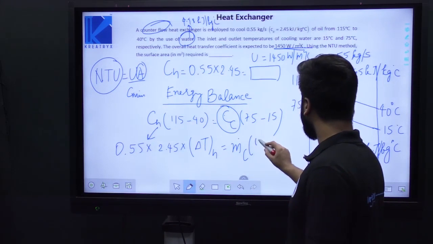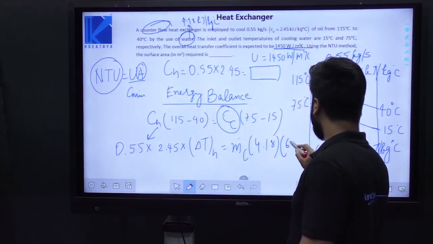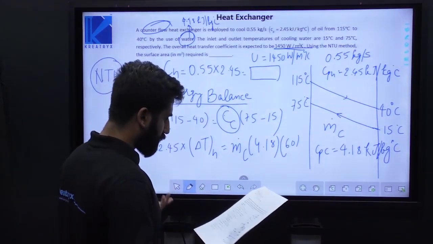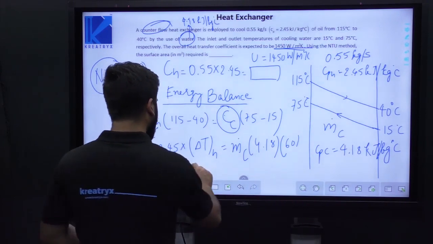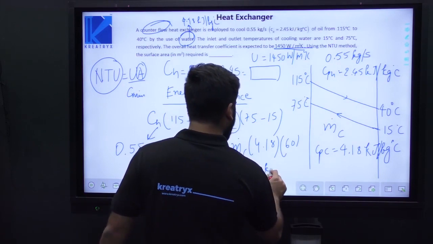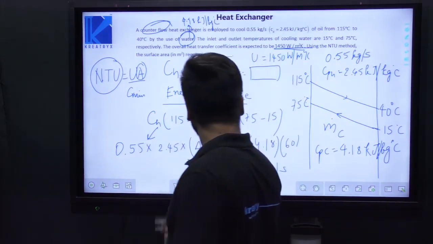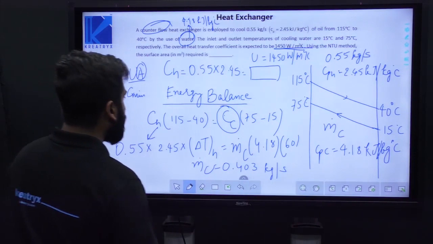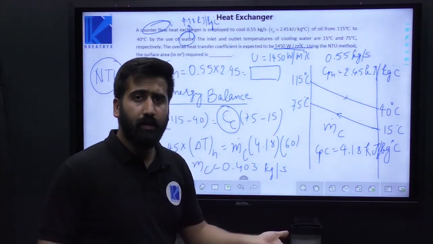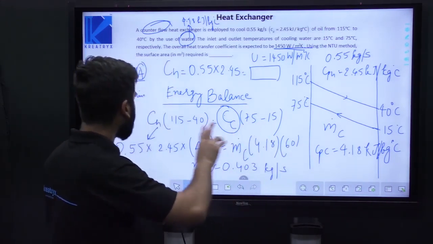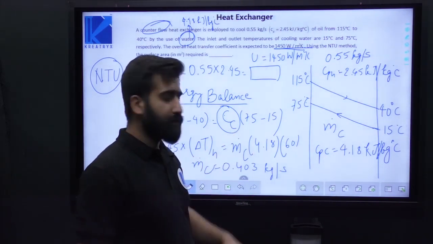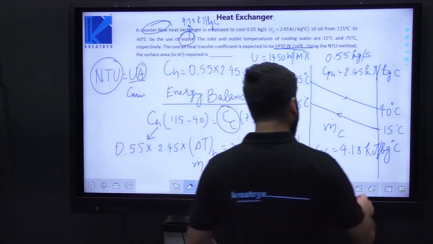CPC is 4.18, and again this 60. So from here you can get m dot C, which is given to us, which is 0.403 kilogram per second. Now you can multiply this with the 4.18 and you can get the value of the heat capacity of the cold fluid. But what I was doing, I was just directly putting the value of heat capacity here, and I would have gotten this heat capacity value directly from this equation. Whatever method you want to apply.